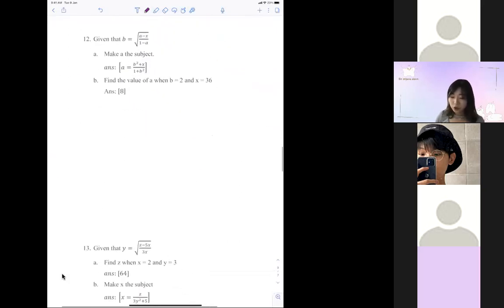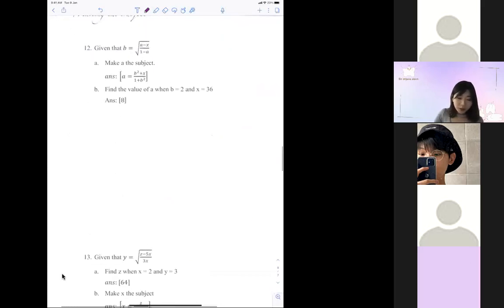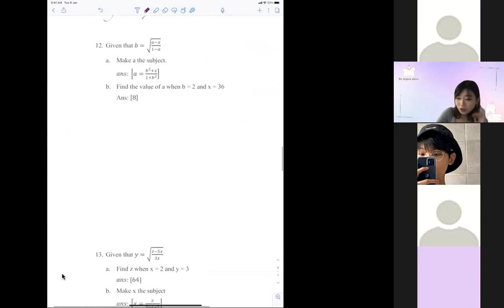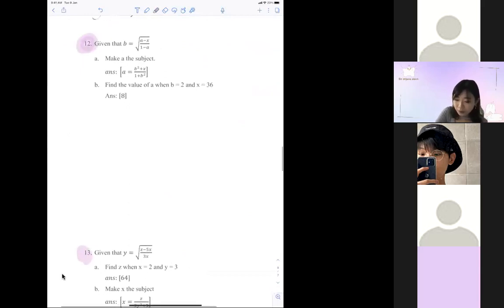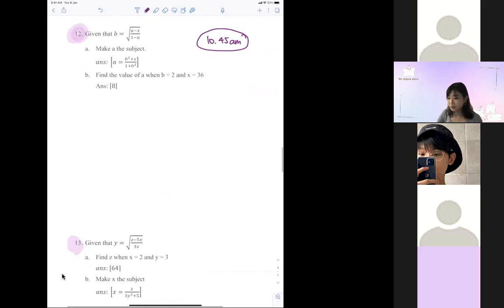All right, question 12, be careful, okay? I'll let you try. 12 and 13, I give you some time to finish. Can you try to finish by 10:45 and then take a picture to send me? Okay, be careful. Got square root, square both sides. If you got fraction, you don't want, you cross multiply.